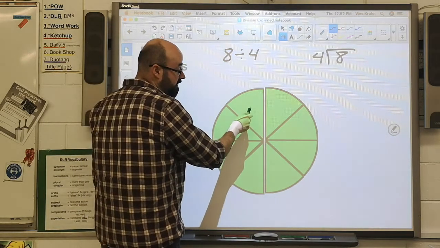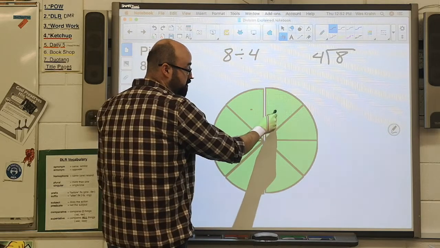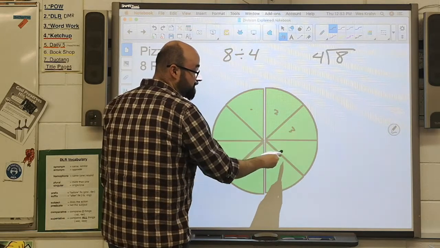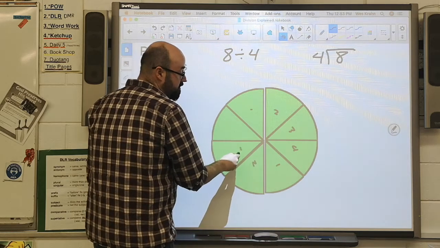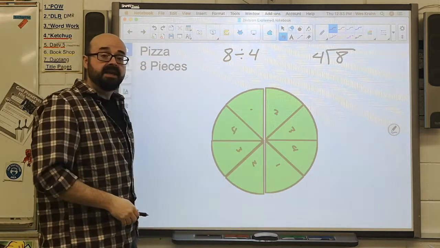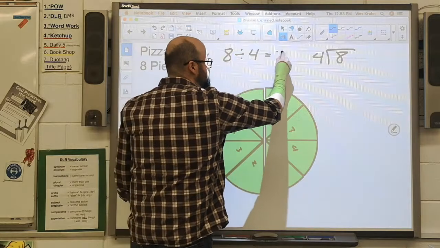One friend will take this one, and then the next person will take this one, and then the third person that one, and fourth that one, and then they can do it again, 1, 2, 3, 4, and you'll see that everybody gets 2 pieces.